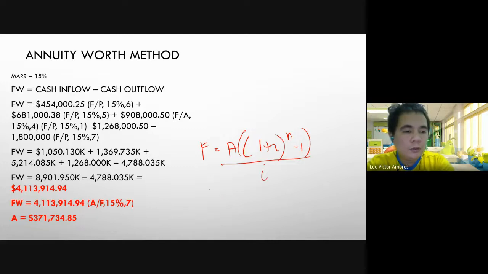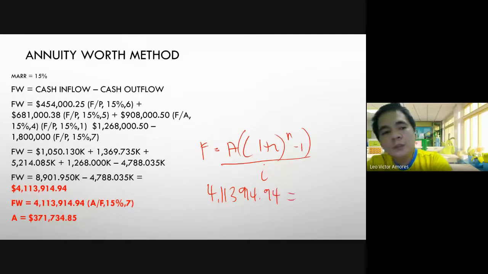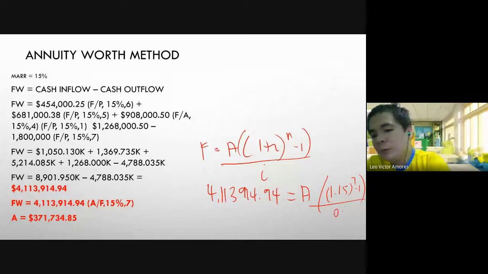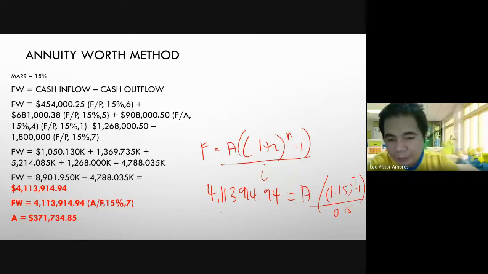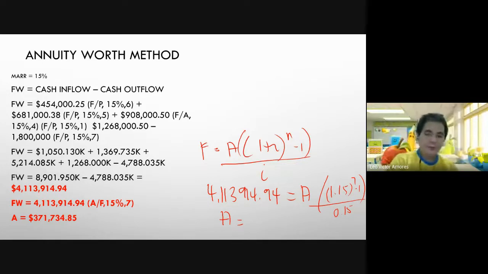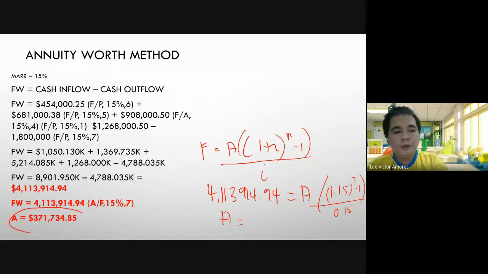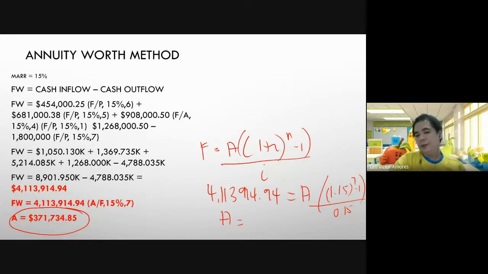Your F is equal to 413,914.94, equal to A times 1.15 to the exponent of 7 minus 1, divided by 0.15. What is the answer, class? 1.15 to the 7 minus 1 divided by 0.15, and 413,914.94 divided by that. So the answer would be 371,734.85. Okay? Got it?